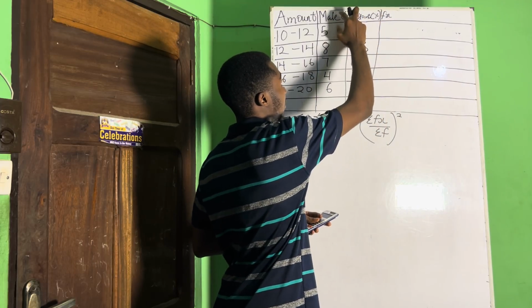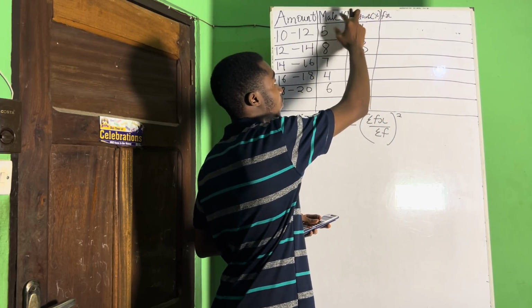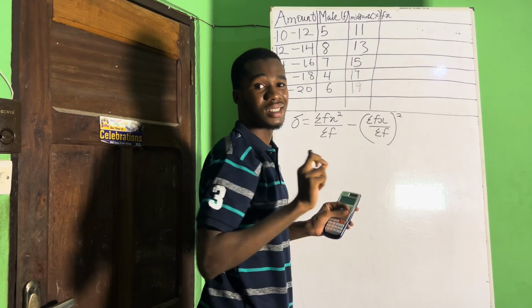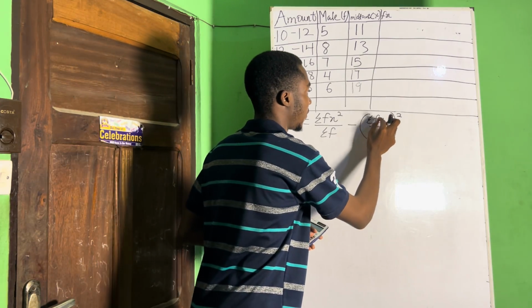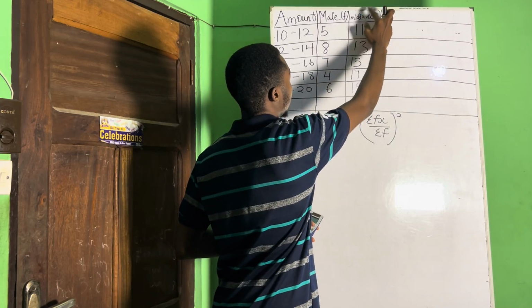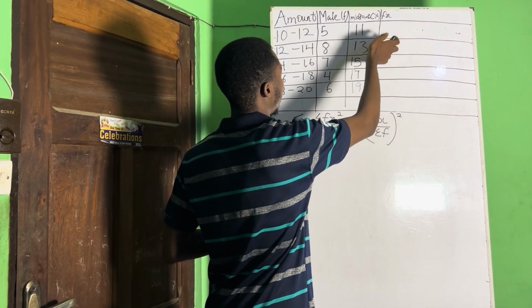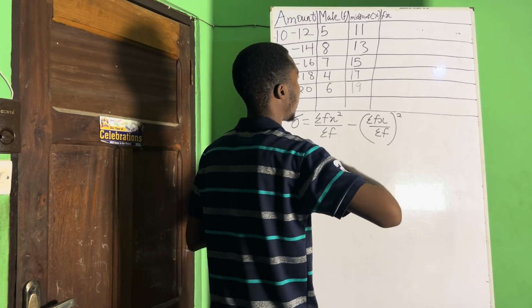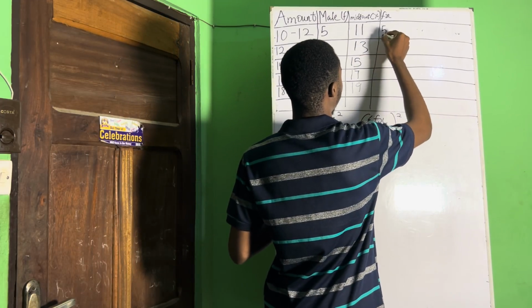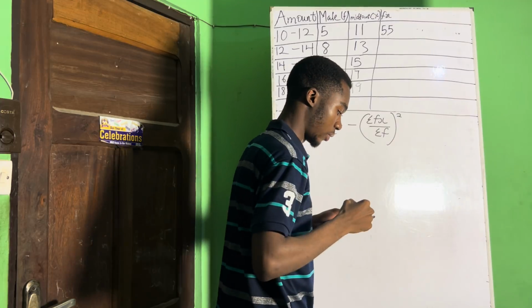This is our f, which is the male. Then this is our x. So when we multiply, then you are going to add, or when you see sigma, it means the total. You get it? So sigma fx, which is f times x. So now f times x, meaning this times this. So what is 5 times 11? I'm getting 55. So you can do it on the calculator.